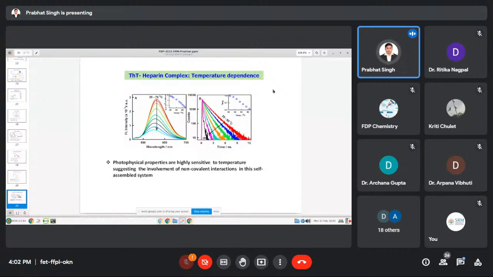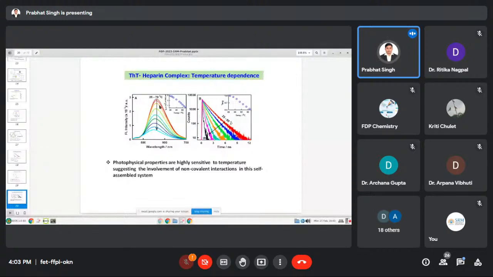So we tried testing our ThT heparin complex with temperature. You see what is happening: when you increase the temperature, the emission intensity goes on decreasing. Similarly, the excited state lifetime also goes on decreasing. What does it tell us? It tells us that when you increase the temperature, it is possible that the ThT aggregates break away from the surface of heparin, because you are giving more energy to them, and they were weakly held. So they try to come out of the system. Once the thioflavin T is free in the solution, the emission intensity will be less.